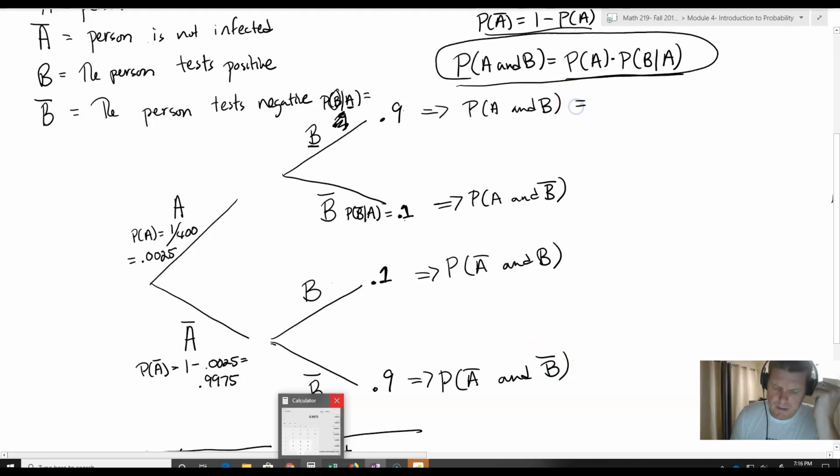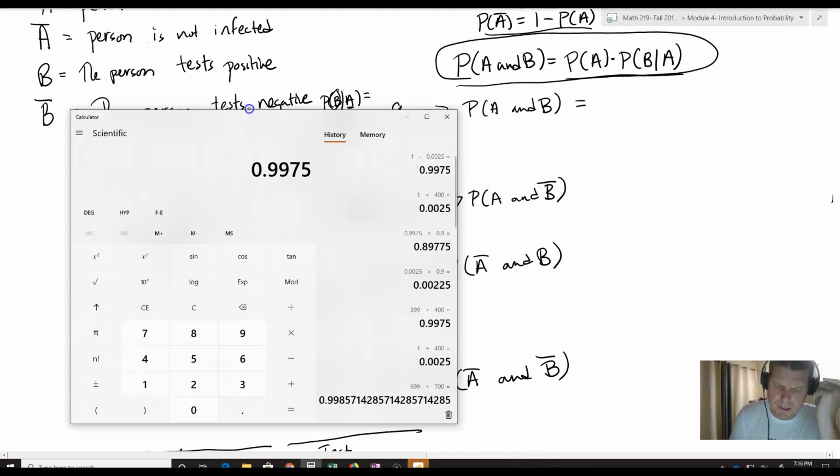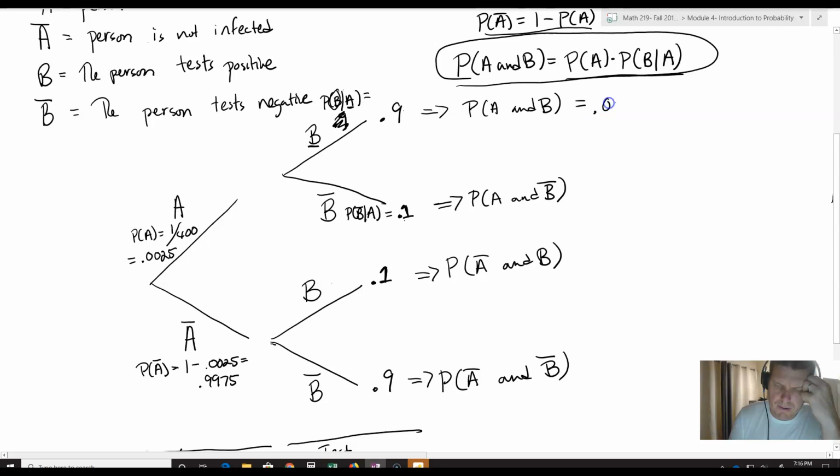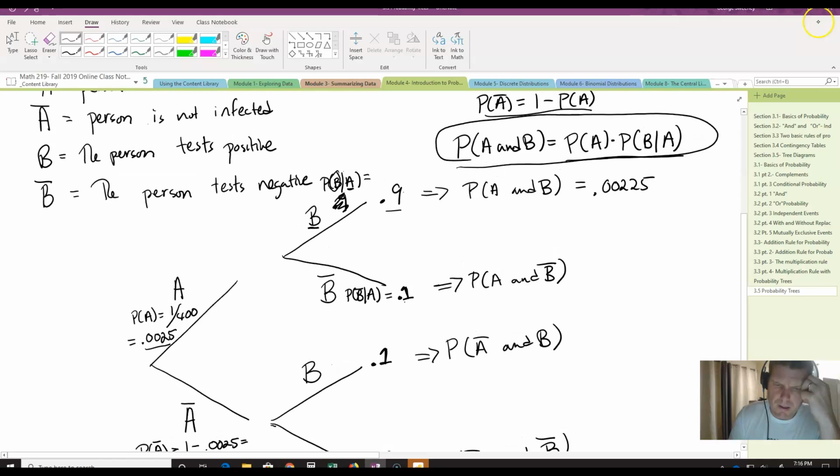Okay. So if I go up here, I'm going to just do some multiplication. I'll have 0.0025 times 0.9, and that equals 0.00225. So what I did there was I multiplied 0.9 times 0.0025. Then I'm going to take 0.0025 and I'll multiply by 0.1. And when I do that, that's going to end up giving me 0.00025. Just add the 0 on.